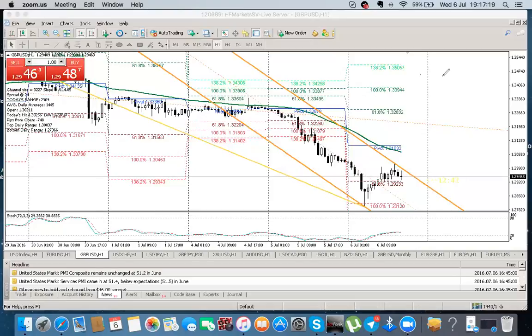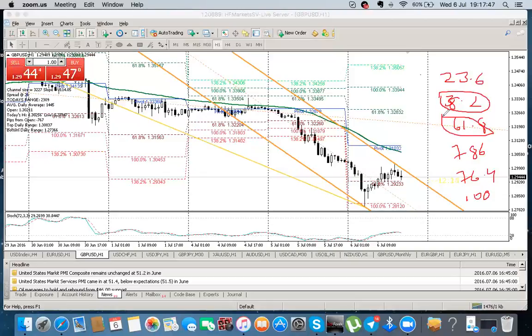Okay, there are many Fibonacci ratios. They start from 0, 23.6, 38.2, 61.8, and then we have 78.6. Some people use 76.4 and 100. In these ratios, the most important ones we should always consider are 38.2 and 61.8. Sorry, you don't consider the 50%?